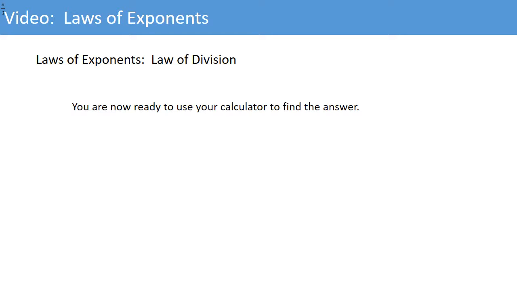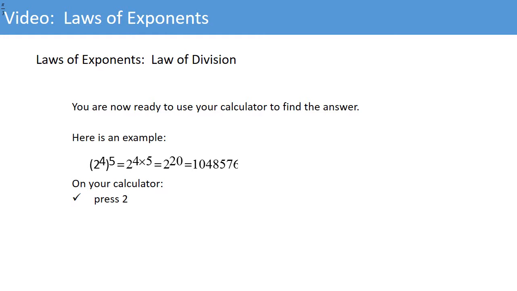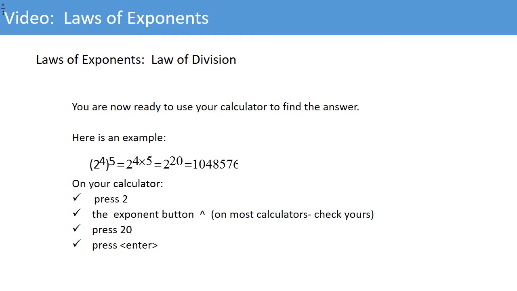Now, here is an example using your calculator. 2 to the exponent 4 to the exponent 5 is equal to 2 to the exponent 4 times 5, which is equal to 2 to the exponent 20, which is 1048576. On your calculator, press 2 to represent the base, press the exponent button, press 20, press enter, and you have the answer, 1048576. Well done!